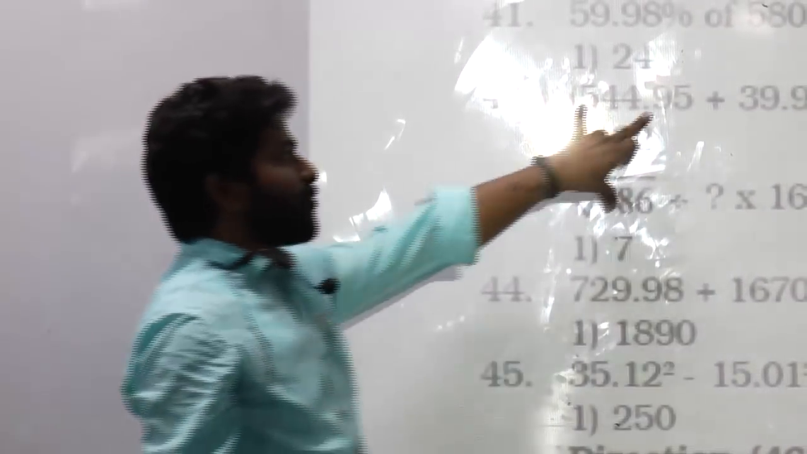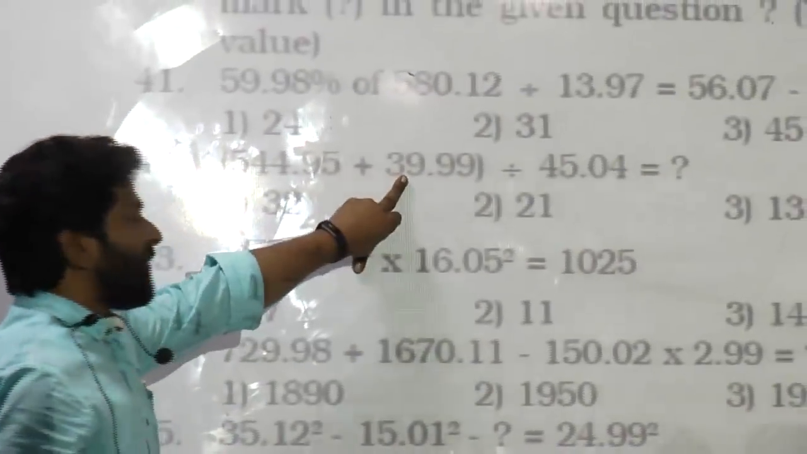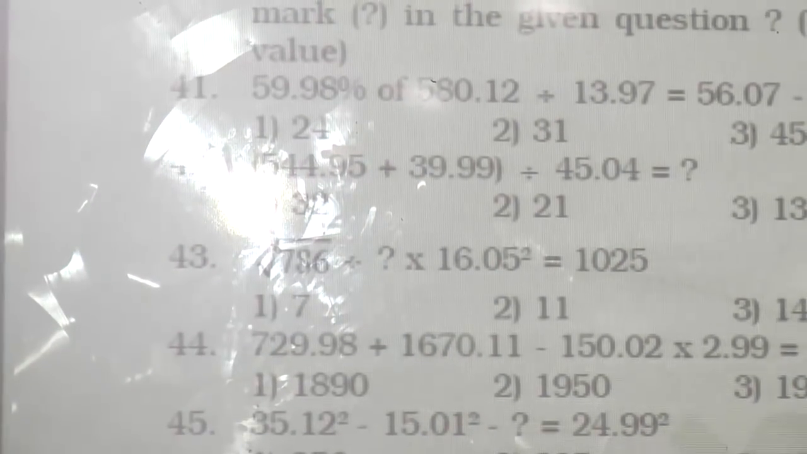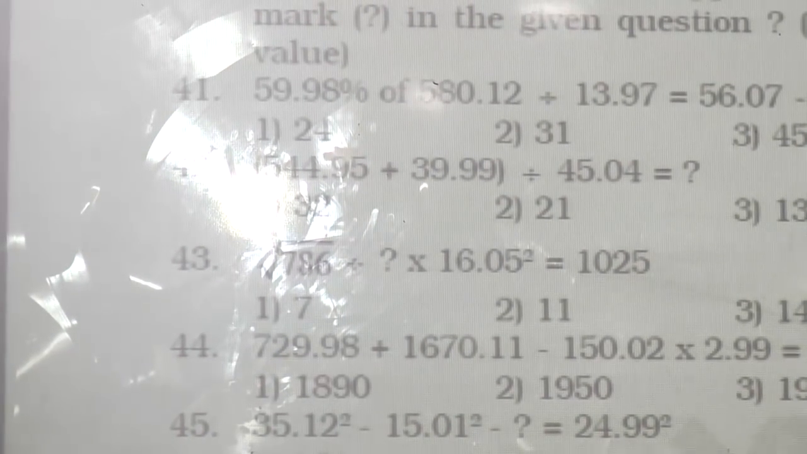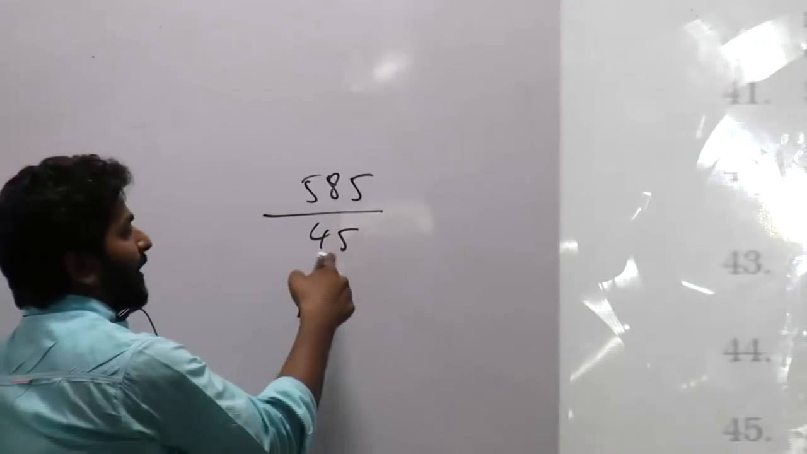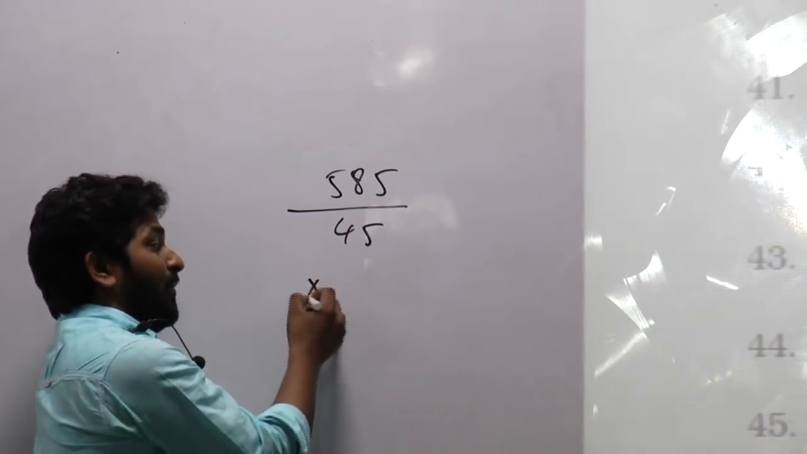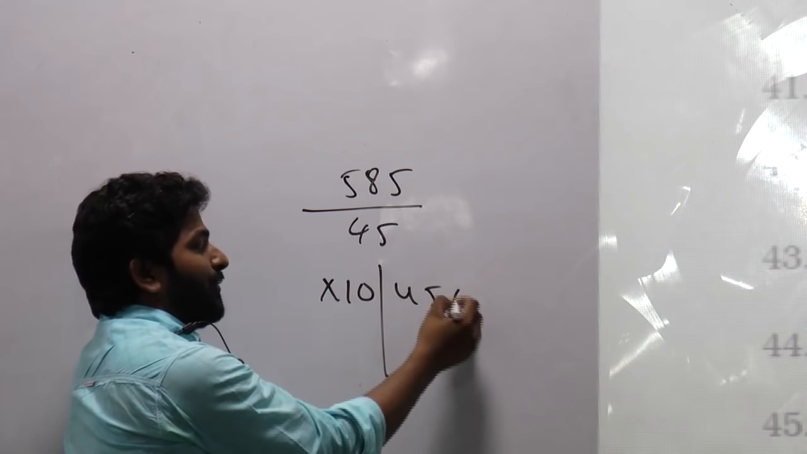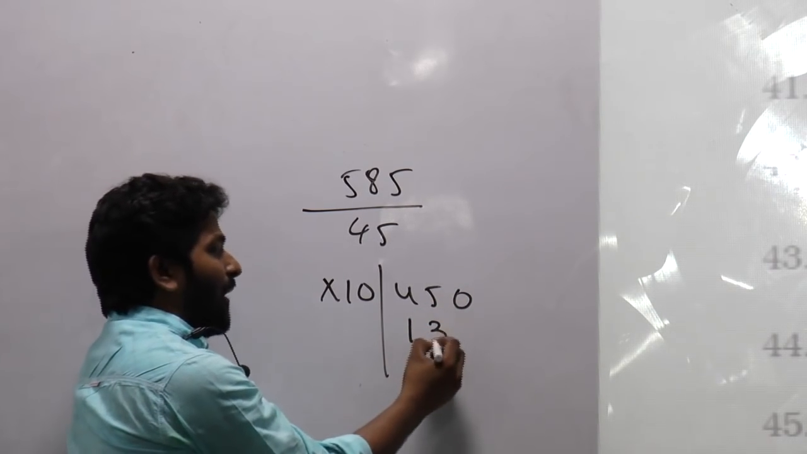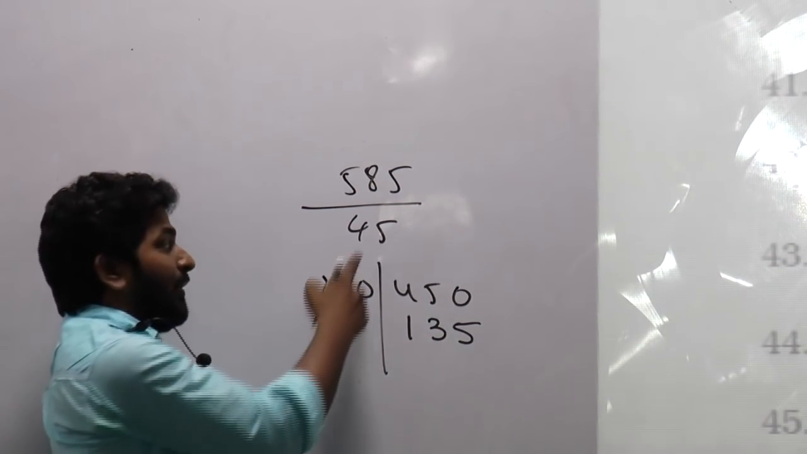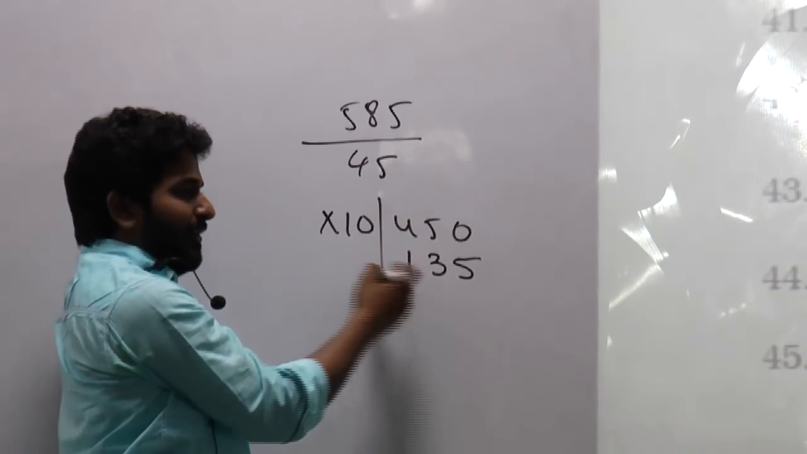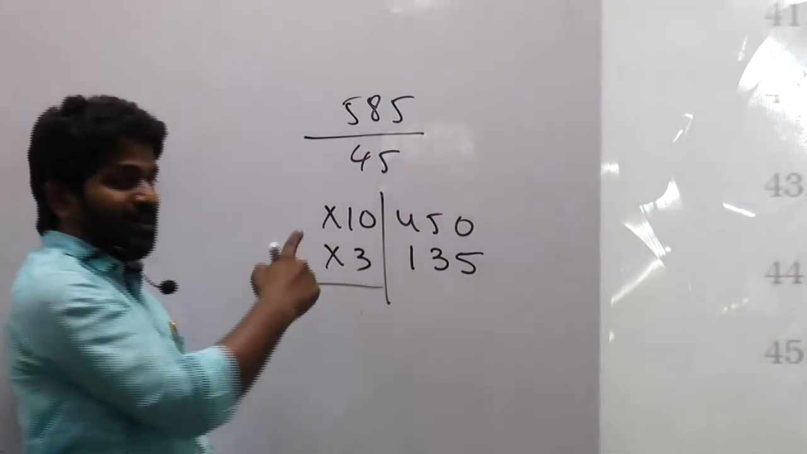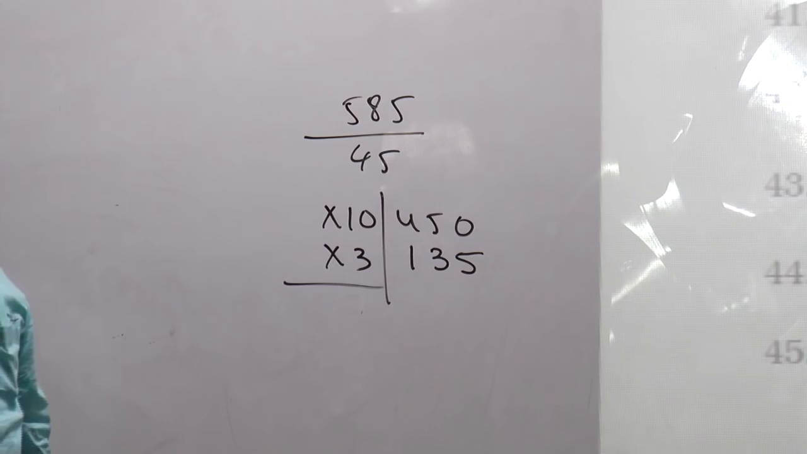And then this becomes 545 plus 40. 585 divided by 45. 45 10 times? So 10 times is 450, and to this number again you need to add 135. 45 3 times is 135. So 10 times and then 3 times. In the sense total 13 times.